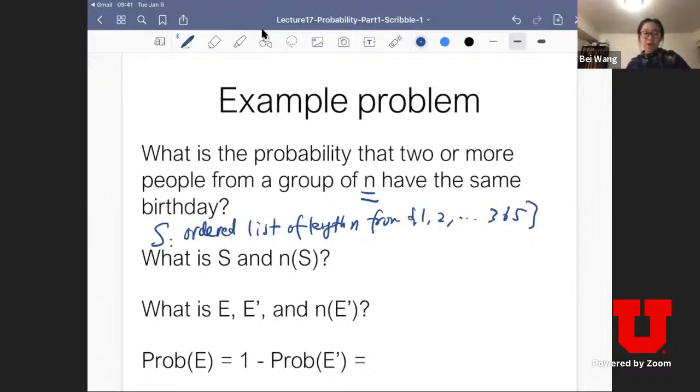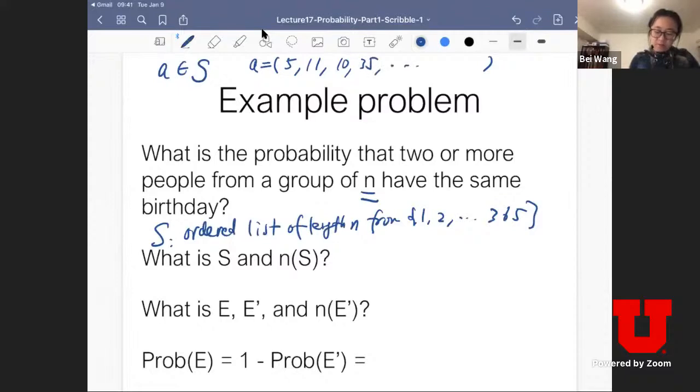So what is a possible element in S? Let's say an element A is in S. It states the birthday of all the n people. For example, the first person's birthday is the 5th day of the year, the second person is the 11th day, the third is the 10th day, the fourth one is the 35th day, and so on and so forth.